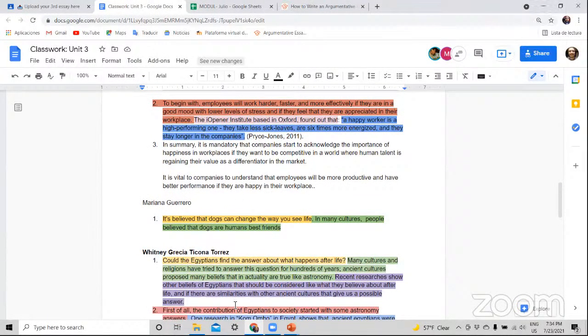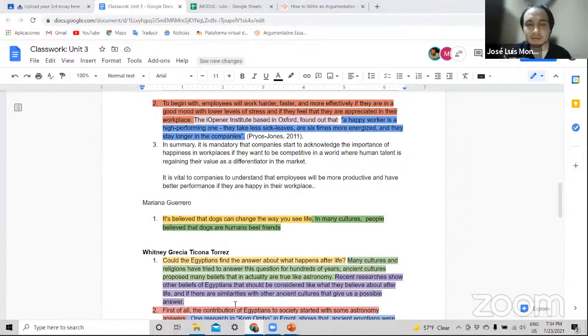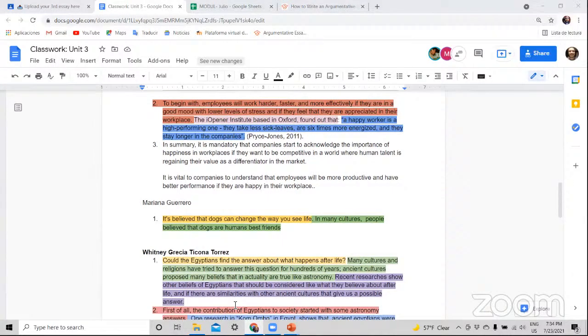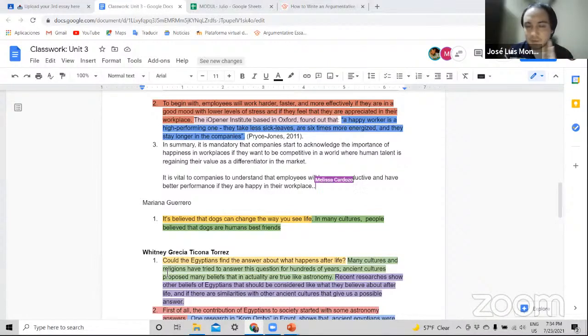Okay, I only wrote: it is vital for companies to understand that employees will be more productive and have better performance if they are happy in their workplace. It's good. It's everything we need, Melissa. It's more than enough, all right? Now, just remember, again, we're not going to see this in detail now, but you have to connect this idea to the previous one, right? Because you only need one entire paragraph for the conclusion. It has to be one.